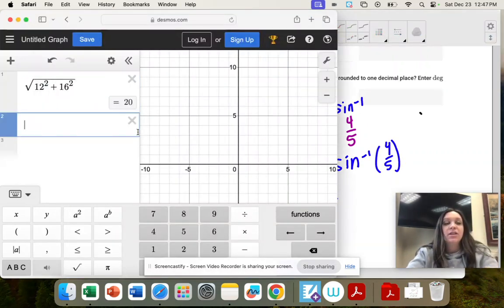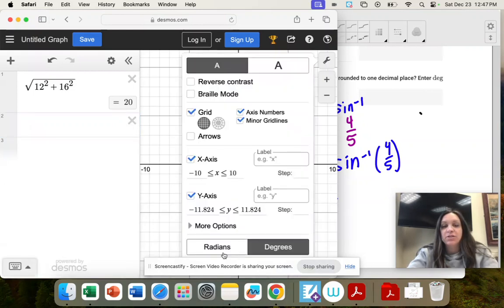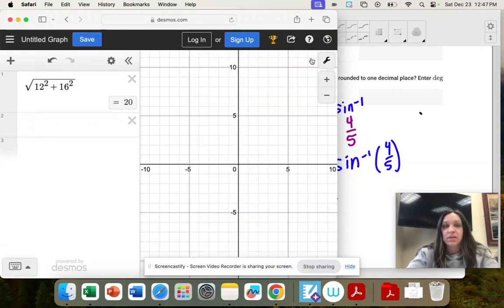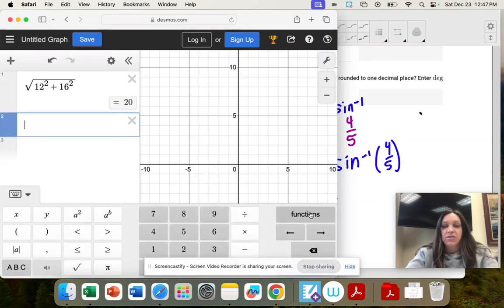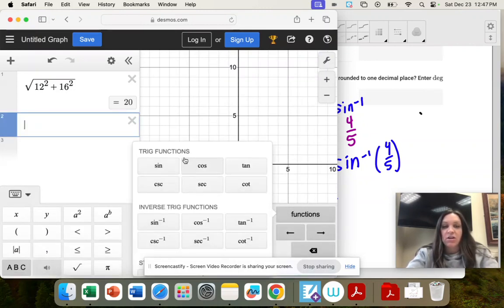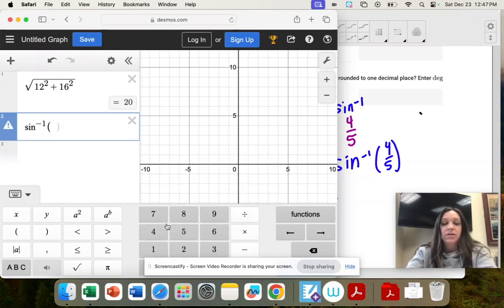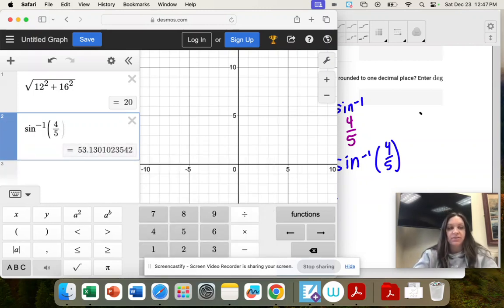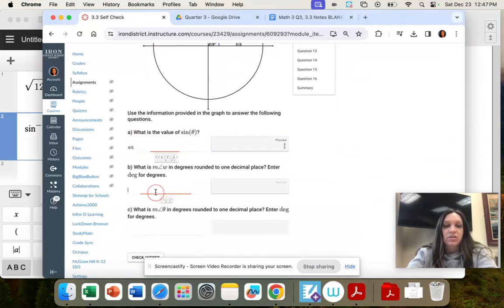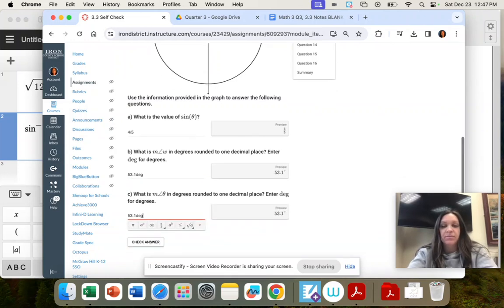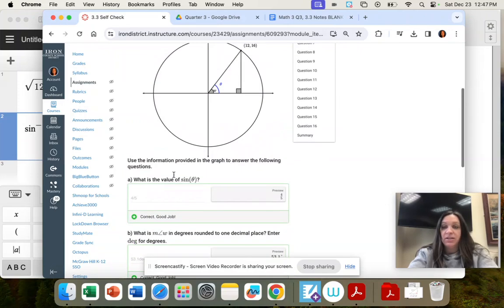So come over here in graphing. You always need to make sure you're in degrees, not radians. And then under functions, our trig functions are all at the top. So inverse trig, inverse sine of 4/5 is 53.1, rounded to one decimal place, degrees. And that goes on both of them because they are the same angle in the first quadrant.